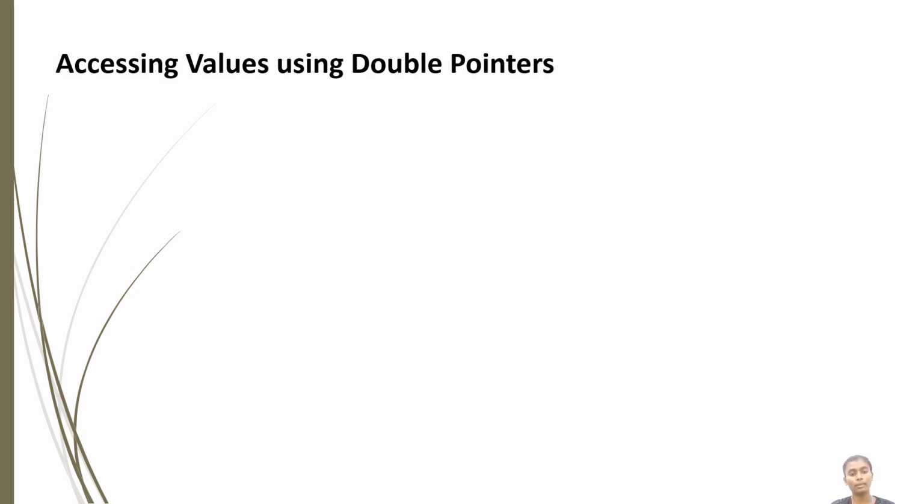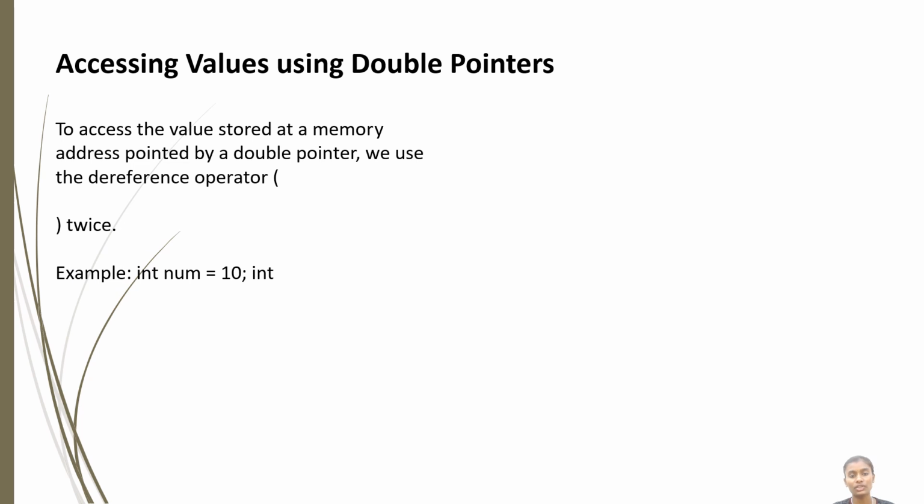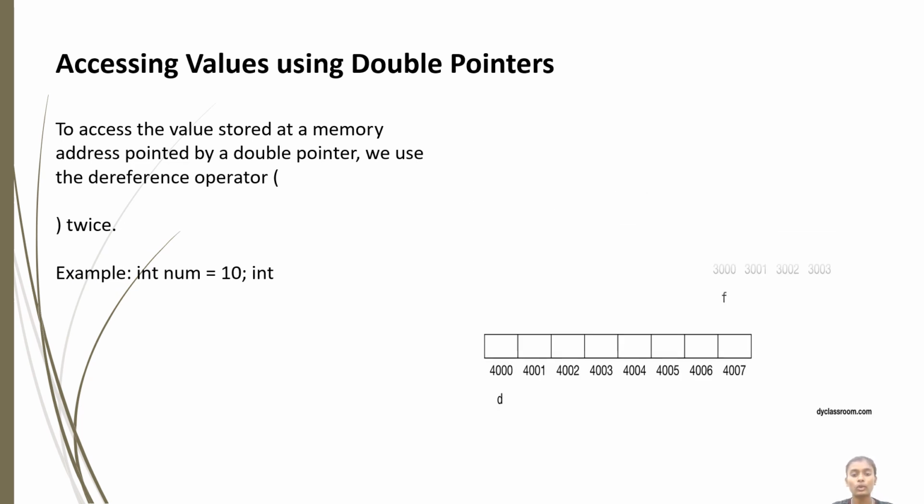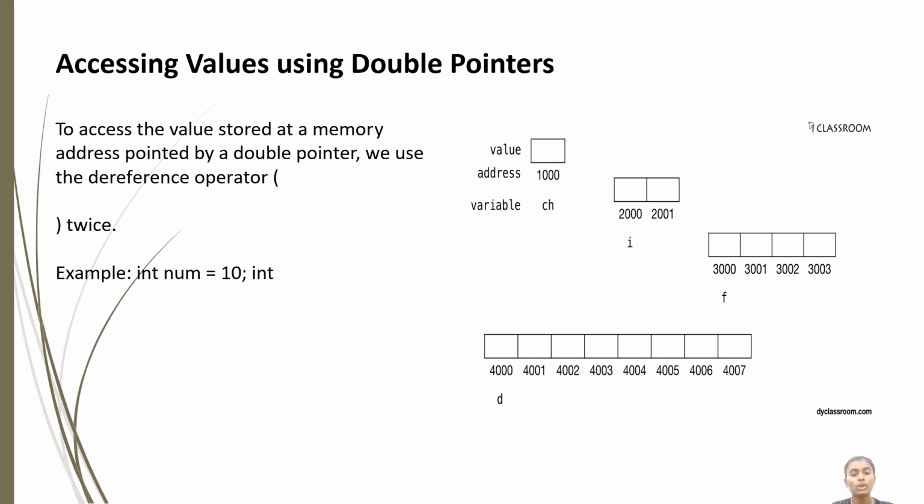Accessing values using double pointers. To access the value stored at a memory address pointed to by a double pointer, we use the dereference operator. Once a reference is established to a variable, you can't change the reference to another variable. To get the value pointed to by a pointer, you need to use the dereference operator.